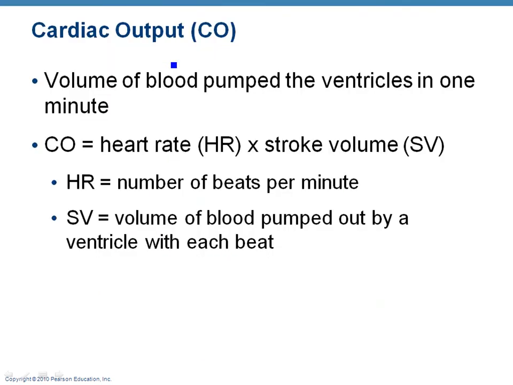All right, so I'm going to cut this video clip off here, and for the second half of this lecture, we're going to talk about cardiac output and apply some of this information that we have just discussed. So I'll be back in a few minutes.